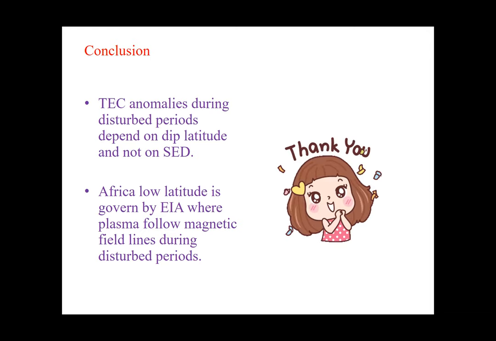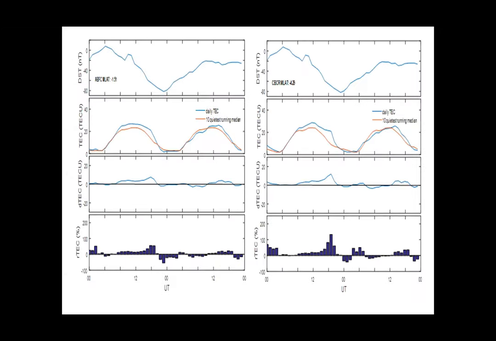Because you can see, maybe you go back a bit, these two stations, Calabar and Lagos, which have higher latitude, had more TEC variation, and the Abuja station at -1, which is at a lower latitude closer to the equator, shows that there was a transport of plasma tending towards the higher latitudes. So that is why we conclude that the low latitude ionosphere of the African sector responds by the equatorial expansion. So thank you very much for listening.